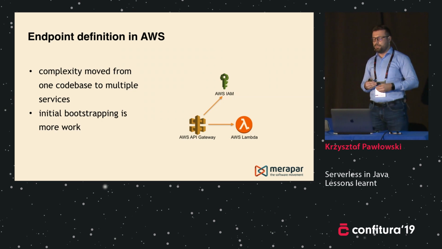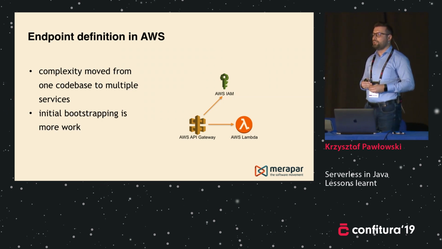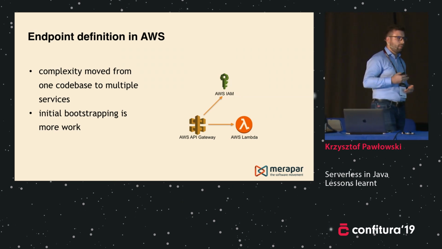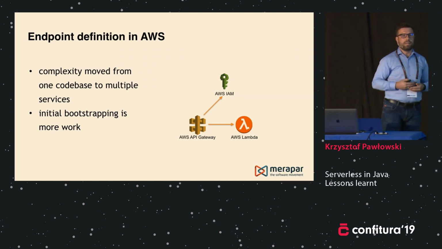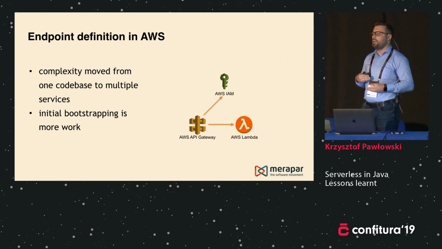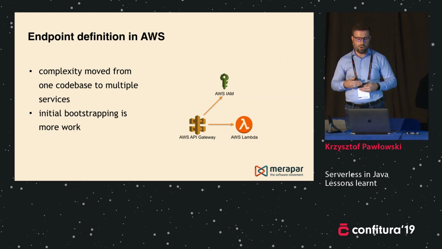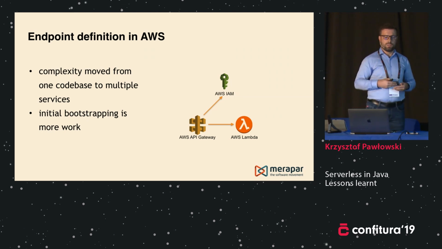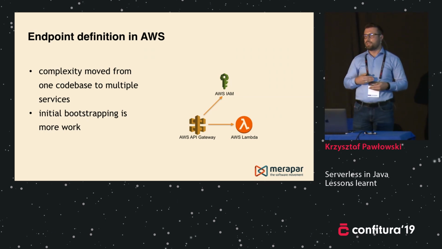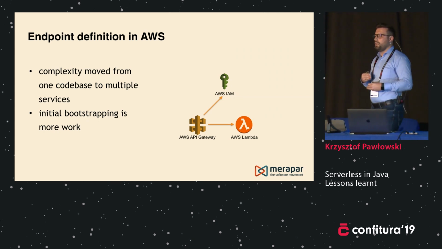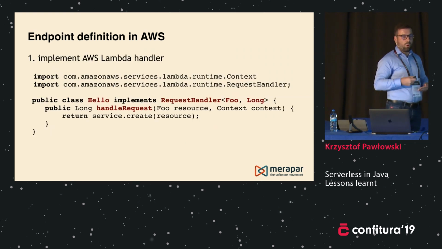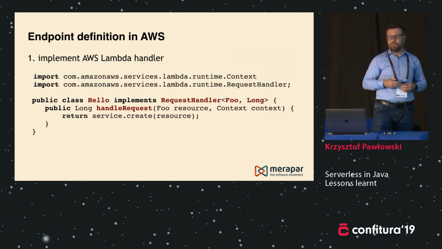So if we would like to do a similar thing in AWS, then we need to get to know at least 3 services. The first one is AWS IAM for managing users, roles, and permissions. Then we have AWS API Gateway, which is used for defining the endpoint. And then we have this Lambda service for running our code. So the complexity has moved from a single code base to multiple services. So there is a little bit more work to start with creating an endpoint.